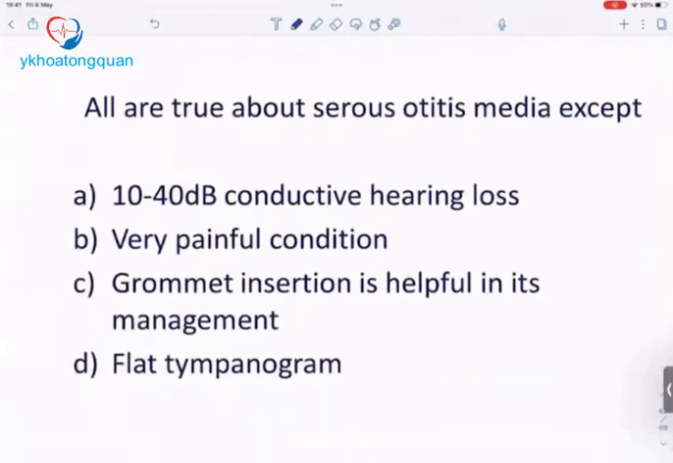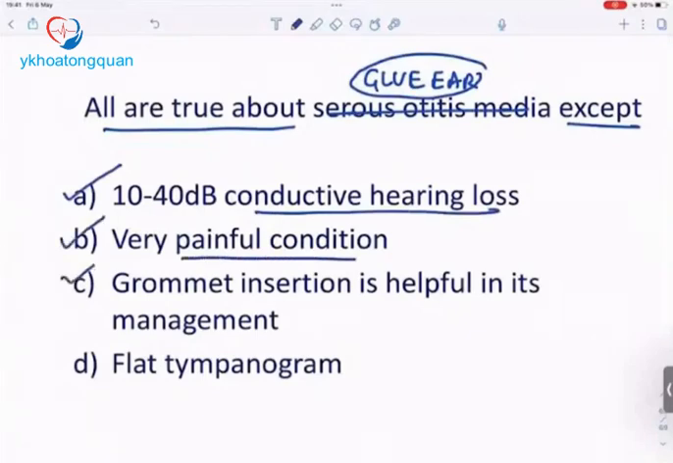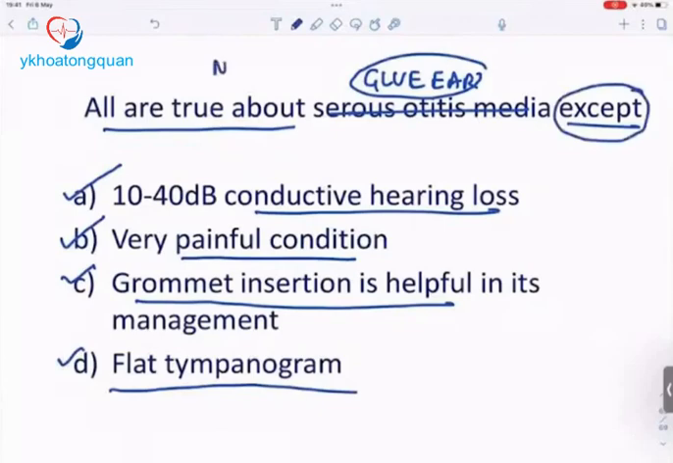All are true about glue ear, which is also called serous otitis media, except: conductive hearing loss, very painful condition, grommet insertion is helpful, or flat tympanogram. Which is not true about glue ear?